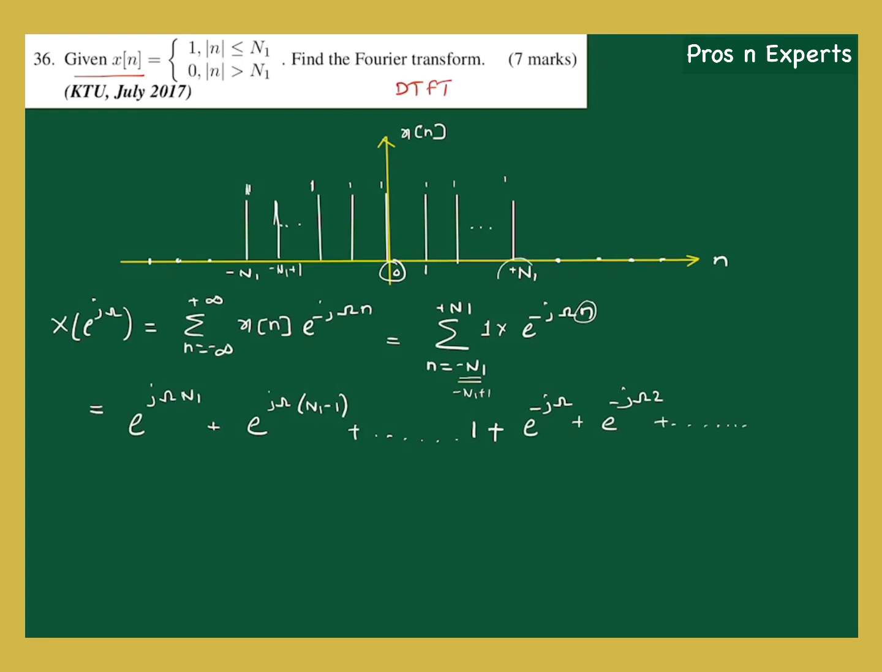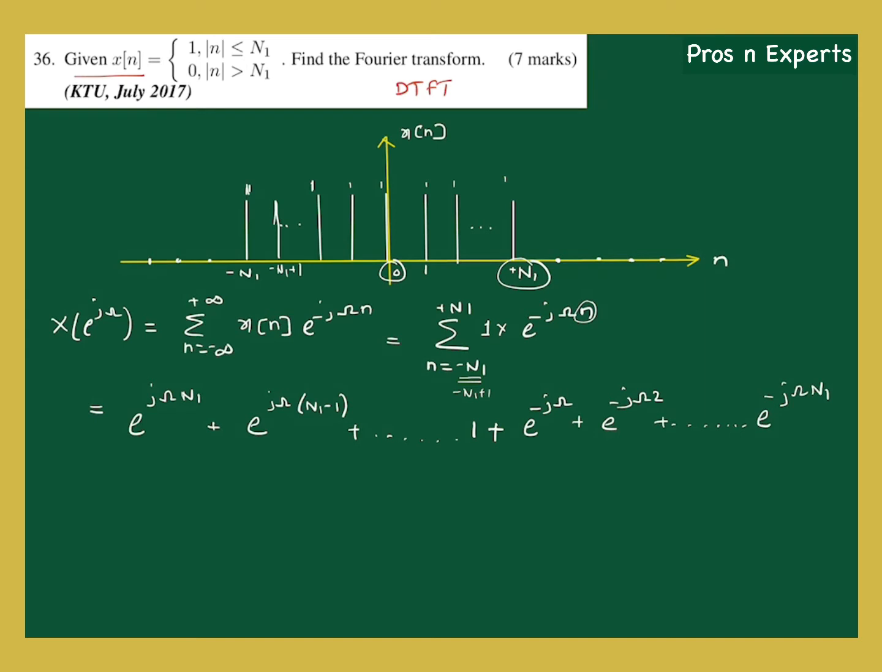Up to, what is the last value for n equal to capital N1? It becomes e raised to minus j omega capital N1. That's it. No more samples. Okay. Right. So this, as you know, will be a geometric progression with first term e raised to j omega n1 and a common ratio e raised to minus j omega, and the number of terms.